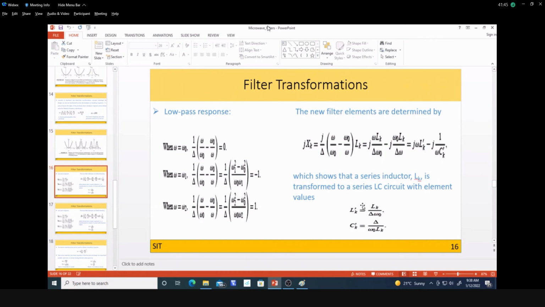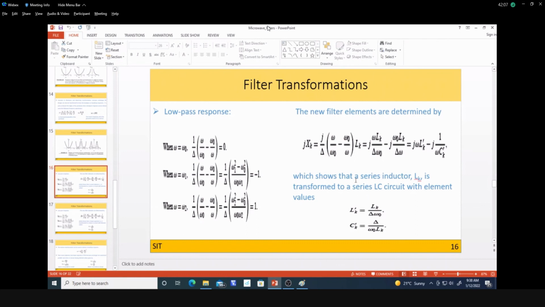And now, converting those normalized values to absolute values, you have to again do impedance scaling. So here, without impedance scaling, we have only done the frequency scaling. Okay, so this is the transformation of a series inductor to a series LC circuit.